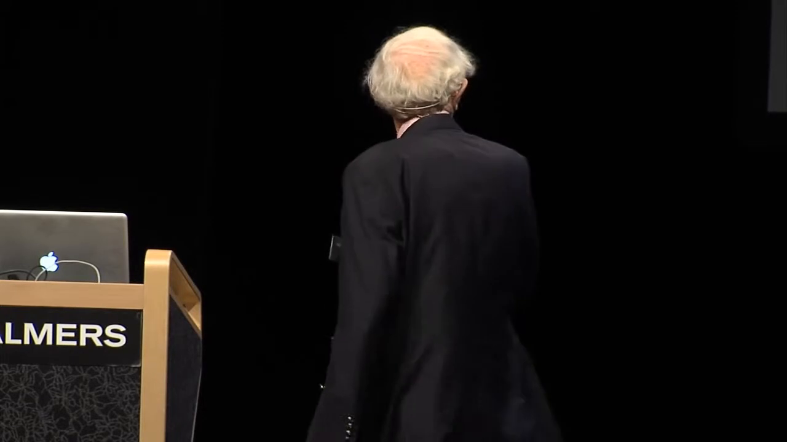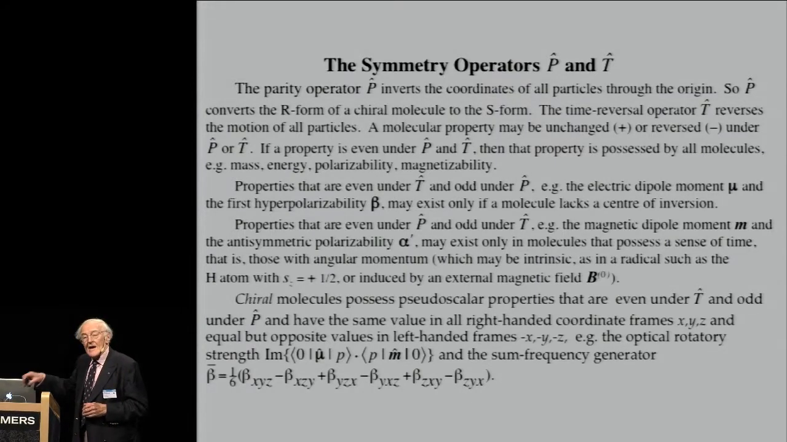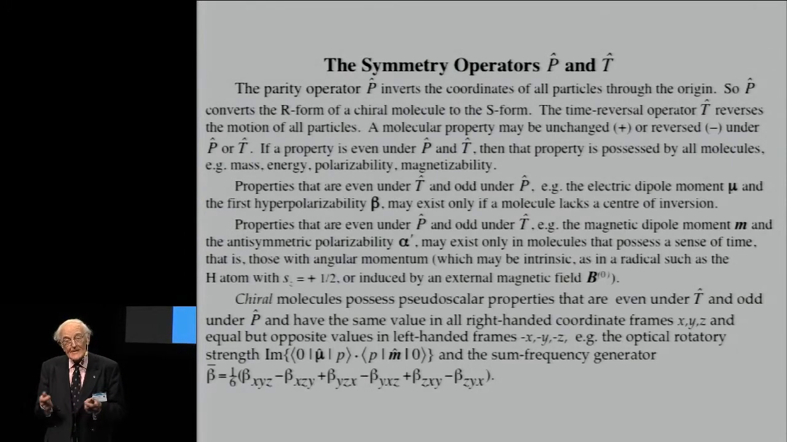I'm going to spend a few minutes on symmetry operators, because that'll help us understand what is needed for the study of chiral molecules. Other forms of spectroscopy, electronic spectroscopy, vibrational spectroscopy in the infrared, Raman spectroscopy in the visible or other regions, can distinguish a left-handed molecule from a right-handed molecule. Nuclear magnetic resonance doesn't do that.